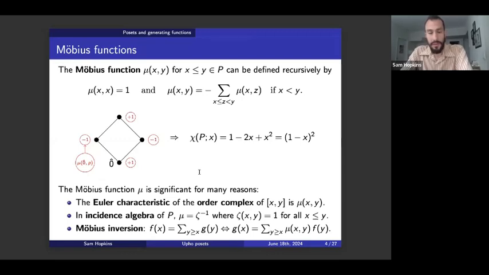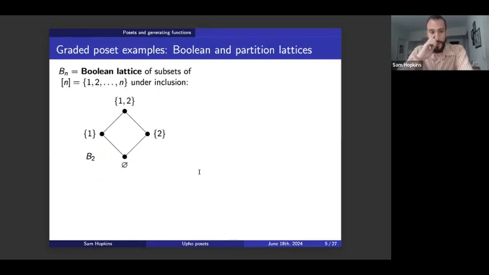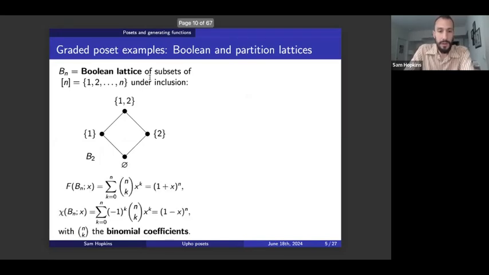Okay, so that hopefully is some pretty standard stuff. Let me do some examples. Some important finite posets for me will be the Boolean lattice, Bn, of subsets of the numbers 1 up to n. We sort of saw this example already, B2. The rank generating polynomial has the binomial coefficients as coefficients, and that's (1 + x)^n. The characteristic polynomial is (1 - x)^n, and it has almost the same coefficients, but they have this (-1)^k sign.